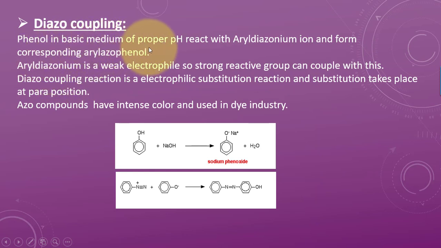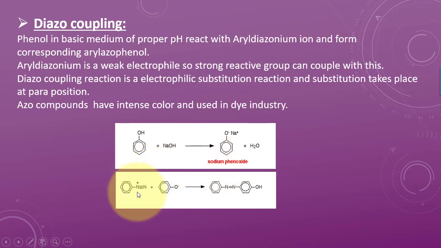Diazo coupling. Phenol in the basic medium of proper pH reacts with aryl diazonium ion and forms corresponding aryl azophenol. Like here aryl diazonium is a weak electrophile, so here also strong reacting species are required to react with weak electrophile. This substitution occurs mostly at para position, but if para position is already occupied, then in those cases substitution can take place at ortho position.